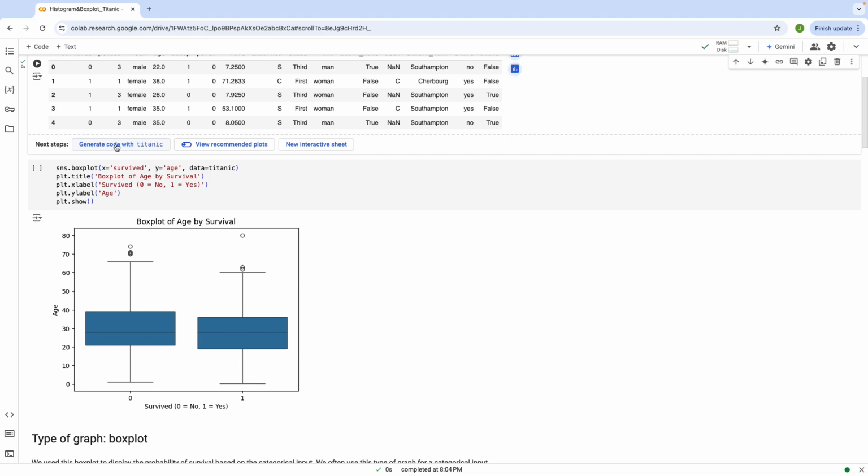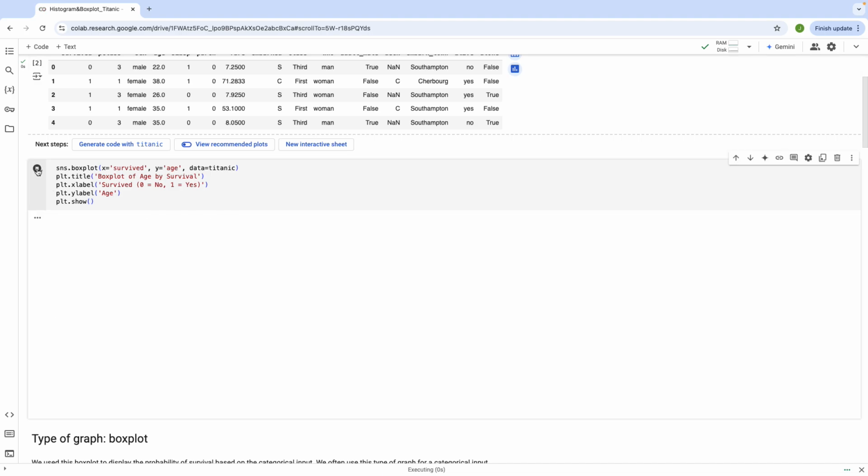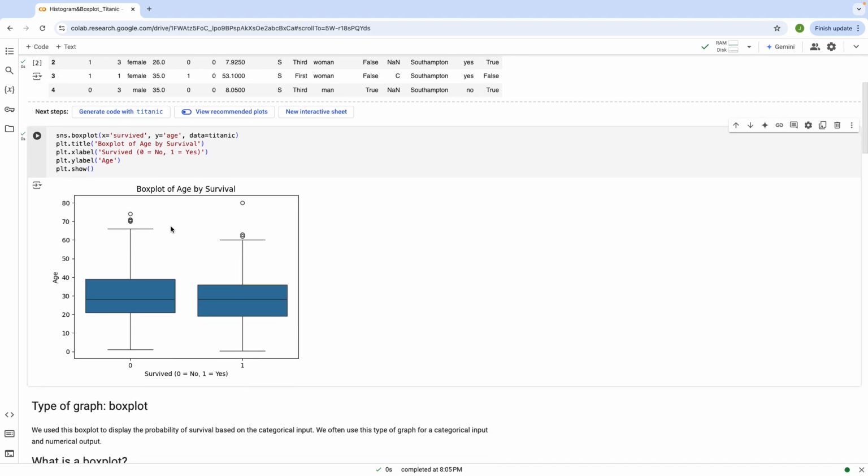Here we make a box plot of the age by whether or not they survived or not. The 0 is no, they did not survive. The 1 is yes, they did survive. And we produce this box plot.